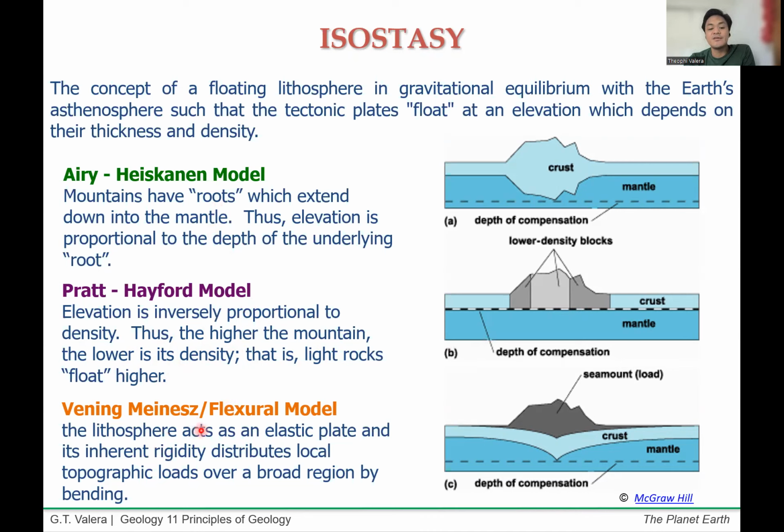So, the Vening Meinesz or flexural model is the one that is the most backed by evidence, which suggests that basically the lithosphere acts as an elastic plate, and in its inherent rigidity distributes yung local topographic loads over a broad region by bending. So basically, we'd like to think that the asthenosphere is actually plastic enough such that depende sa ano yung distribution of weight through time. Of course, mountains are formed and mountains are eroded.